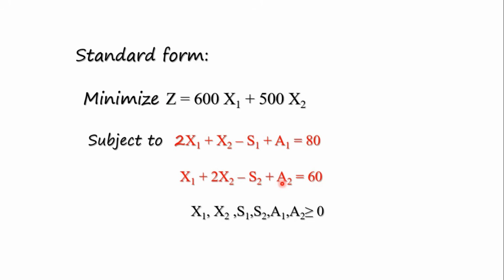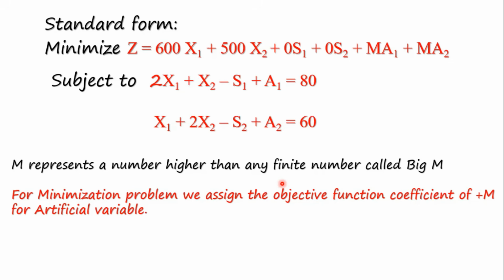Now we will see the standardization of the objective function. The objective function has become z is equal to 600 x1 plus 500 x2 plus 0 s1 plus 0 s2 plus M a1 plus M a2. You can see the surplus variables' coefficients are 0, and artificial variables' coefficients are M. M represents a number higher than any finite number, called Big M.